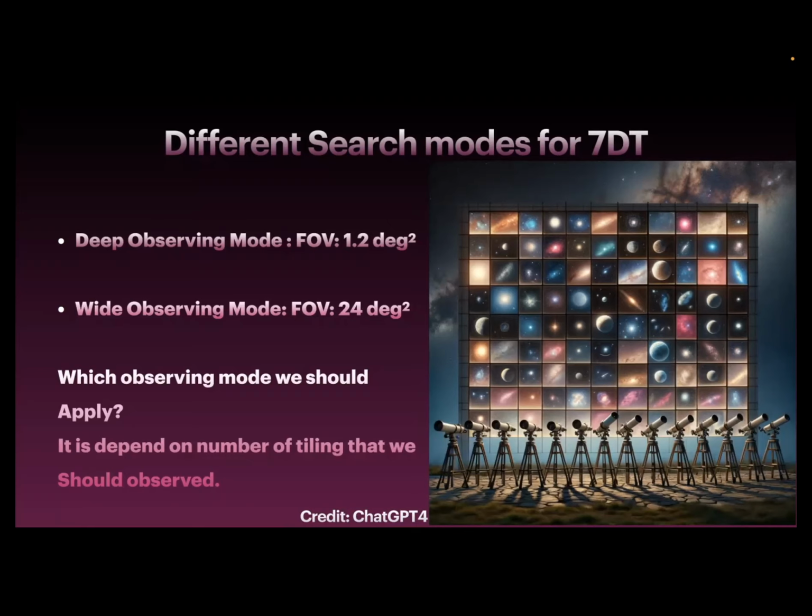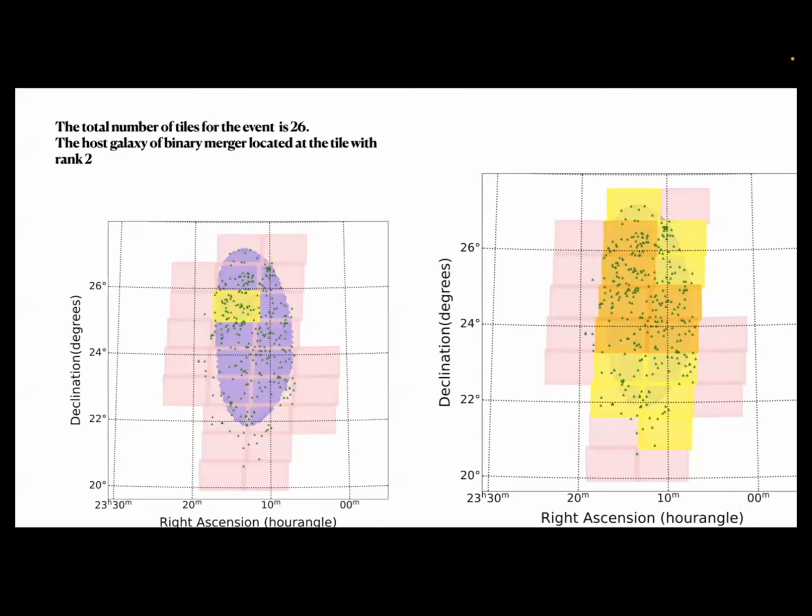depending on whether we expect the kilonova to be bright or faint, and how many stars we have to observe. For example, for these events, the number of stars that we should observe to catch the electromagnetic counterpart is around 26. But the result of the simulation shows that if we just observe 55% of the stars, we can catch the electromagnetic counterpart with 80%. So it means just observing 14 stars is enough.